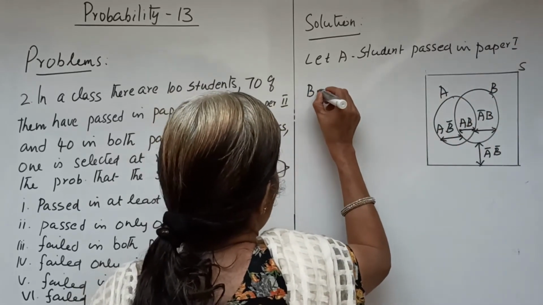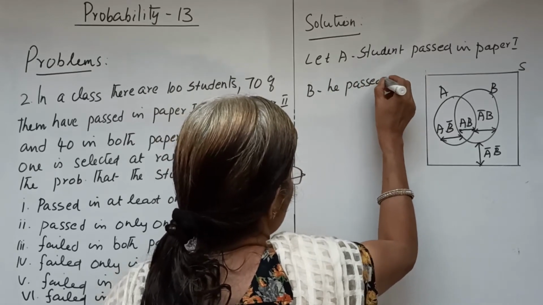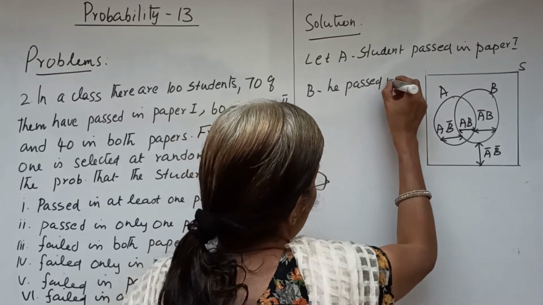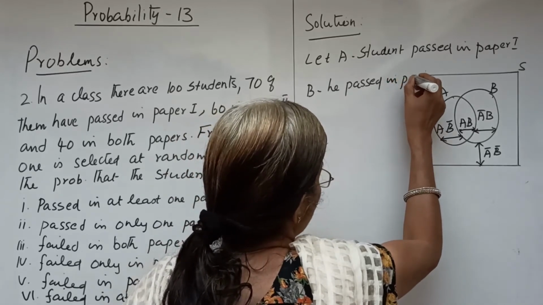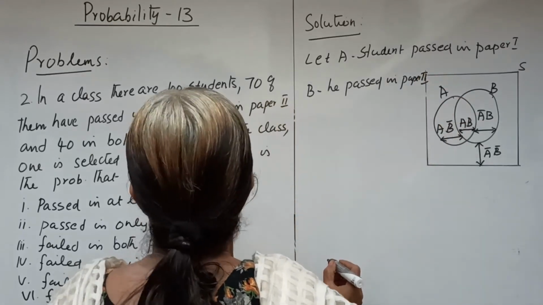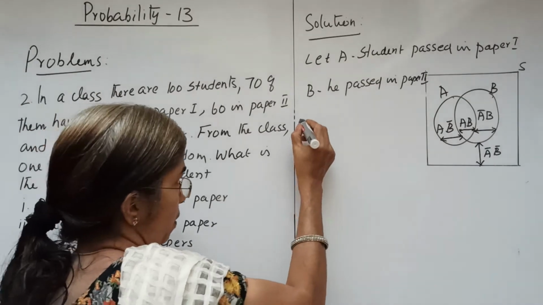Okay, B: he passed in paper 2. The two distinct cases are these ones. So let us define them as A and B respectively. Now, according to these events, we write the given probabilities.